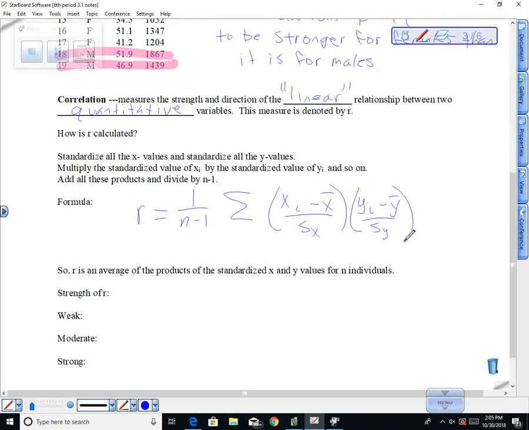You'll see this on the test or quiz or both. I may ask something like, if I change from centimeters to inches, how would that change R? Explain. And you'll say, it doesn't change R because R is calculated using standardized values. You won't say because R is standardized, because R is not standardized. R is calculated using standardized values. It's important you say that properly.